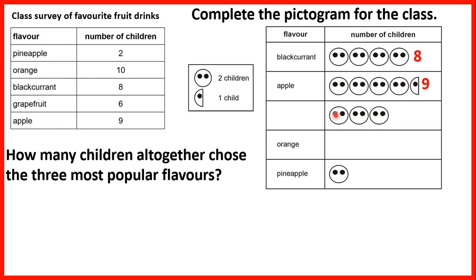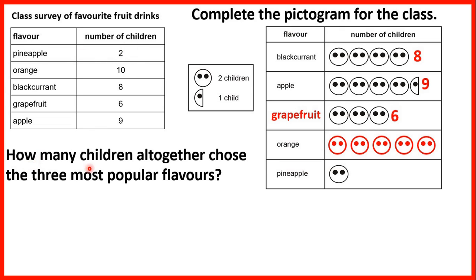Now here we have 2, 4, 6, and we can see that grapefruit has 6 children, so this missing label must be grapefruit. For orange, we need to show 10 children, so we can count 2, 4, 6, 8, 10. And then pineapple, we have 2 children.